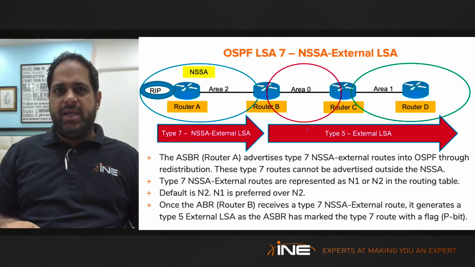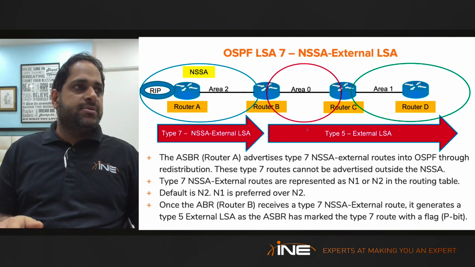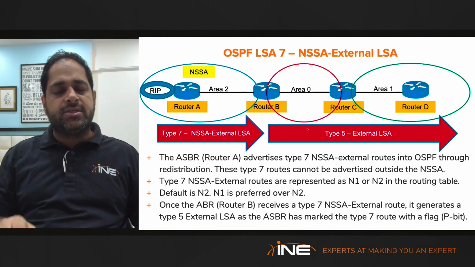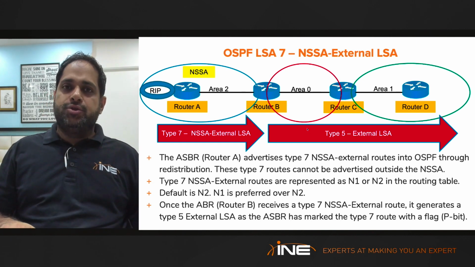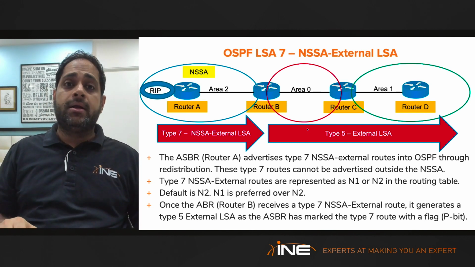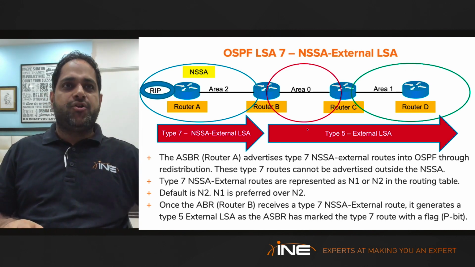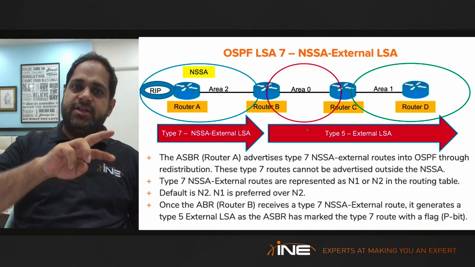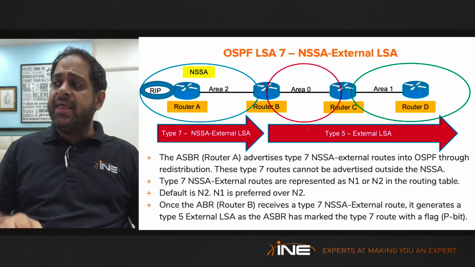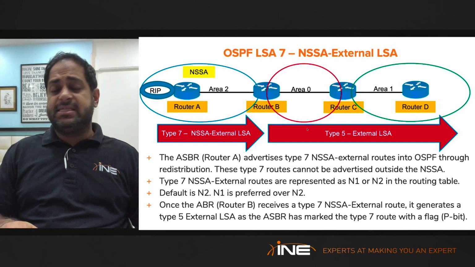Because a not so stubby area LSA cannot go outside the area. If I cannot advertise that outside the area, how would other areas know about that update? So that's why router A, which is the true ASBR, sets the P bit, which tells router B to translate LSA 7 to LSA 5, and then send the update through the OSPF domain. So this was LSA 7.